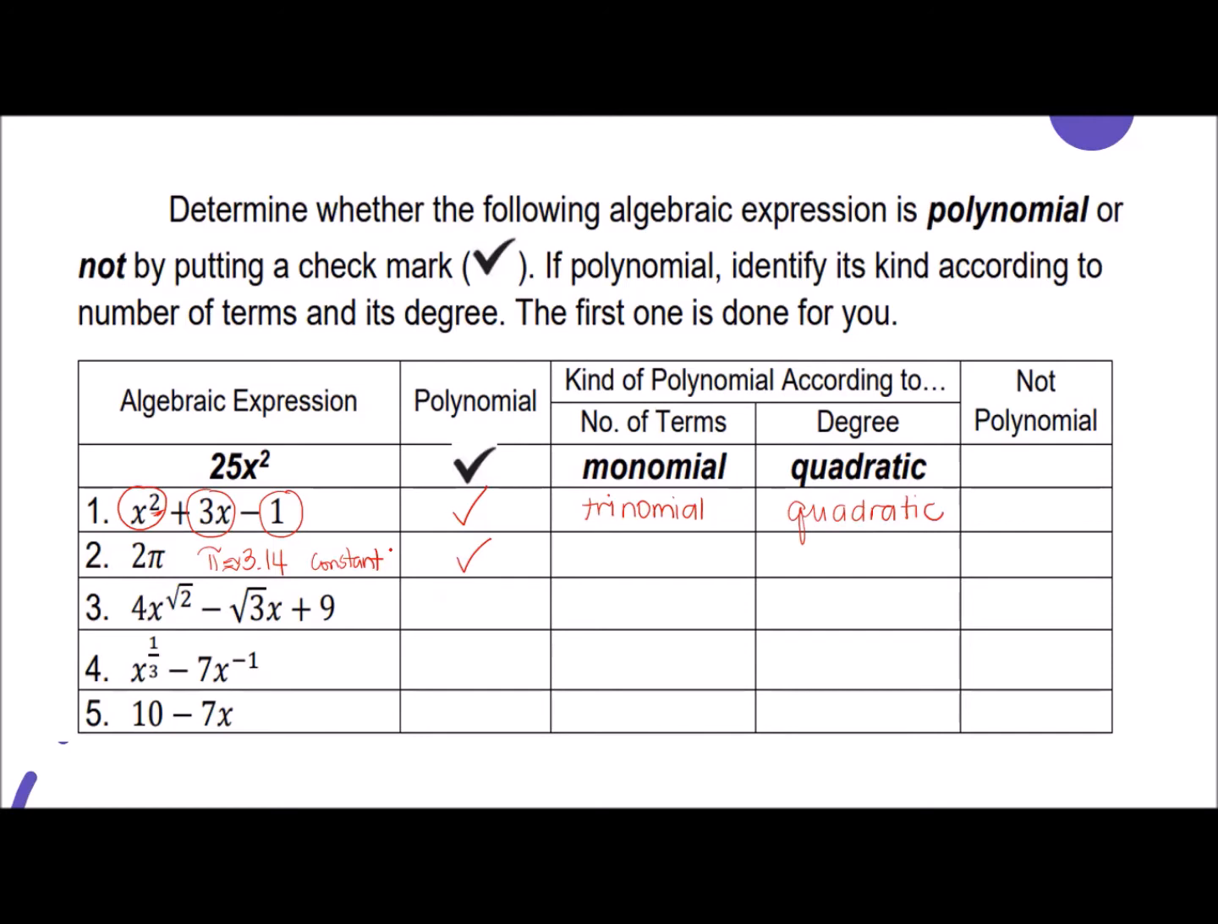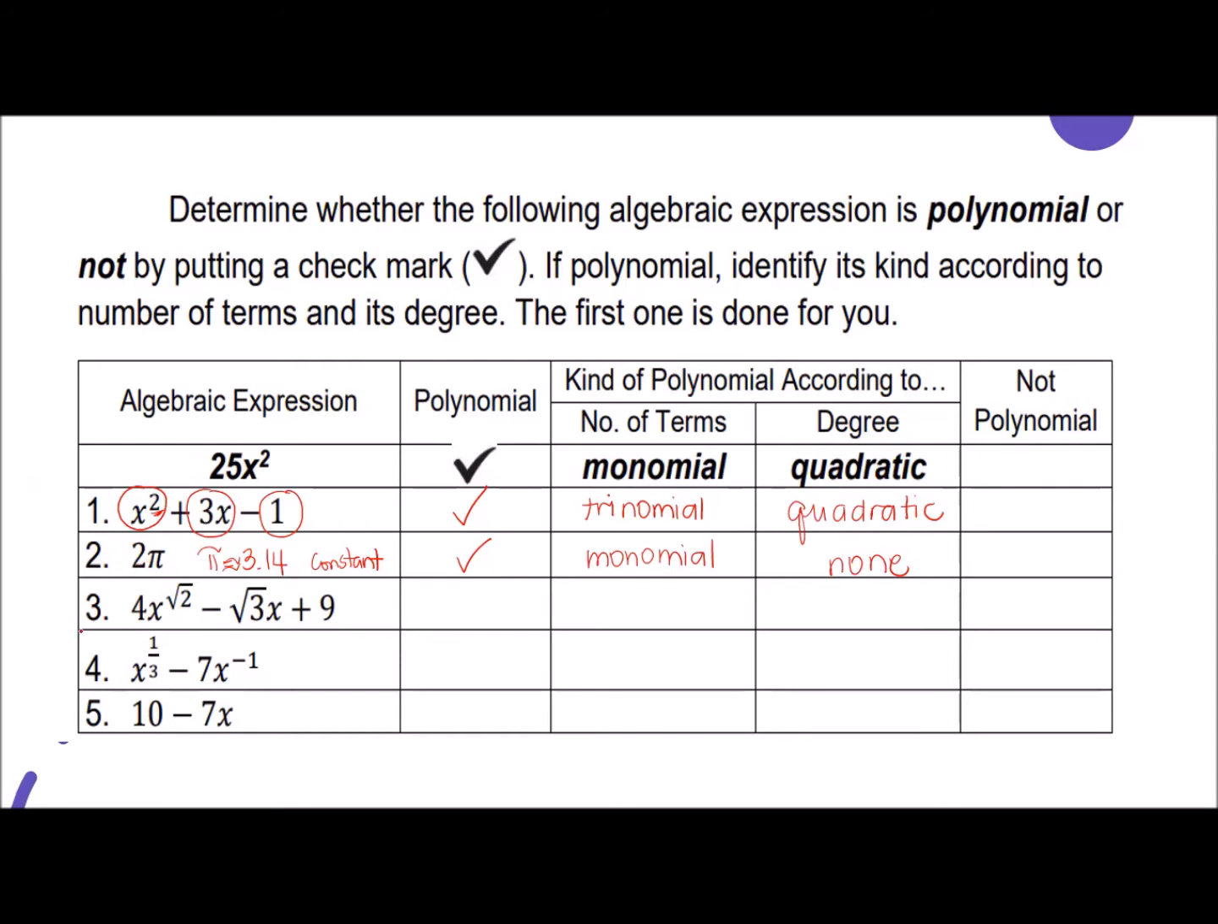Okay? So, dahil isa lang siya, that's why it is known to be monomial. And wala naman siyang degree. So, hindi siya considered to be linear, quadratic, cubic, and so on. Because the degree pertains here to the exponents. At wala naman tayong exponents dito.